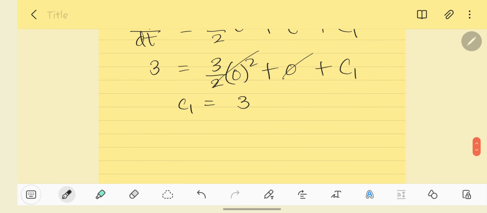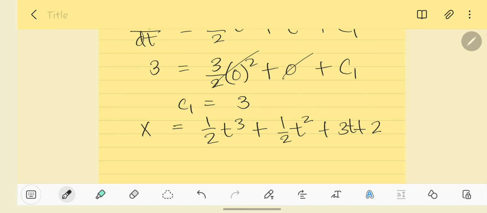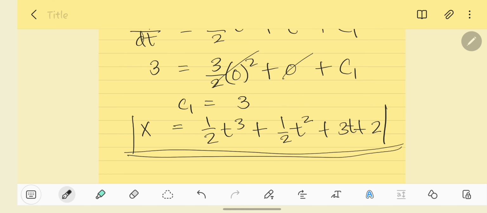So you have all the constants, and then we can now solve for the specific solution. Substituting all the constants into the general solution, x is equal to 1/2 t cubed plus 1/2 t squared plus 3t plus 2. So this is now your specific solution.